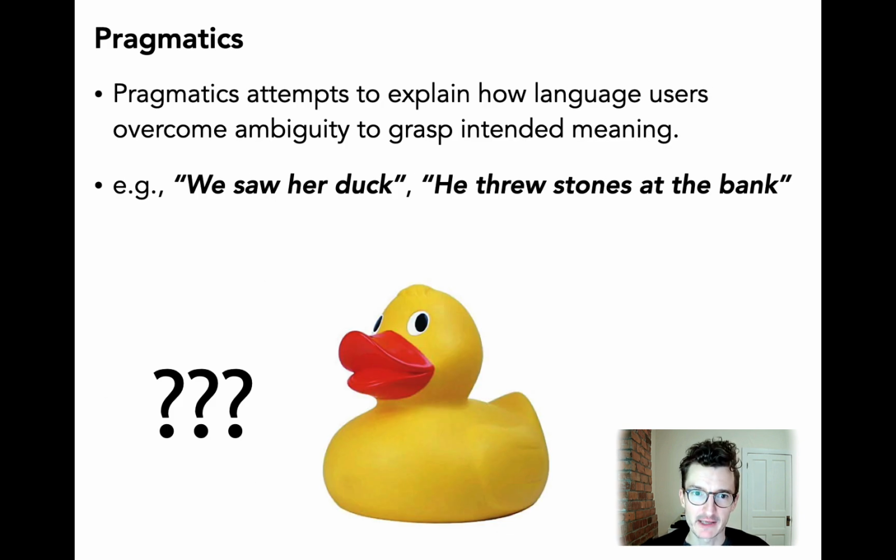Pragmatics attempts to explain how language users overcome ambiguity. We've already looked at some cases of linguistic ambiguity in this course. He threw stones at the bank. What kind of bank are we referring to here? A bank that holds money or a river bank? We saw her duck. Was she ducking to avoid the stones being thrown at her, or was it her duck, her pet duck? There's some ambiguity here, and pragmatics is interested in how we solve these problems to understand the meaning of a sentence.